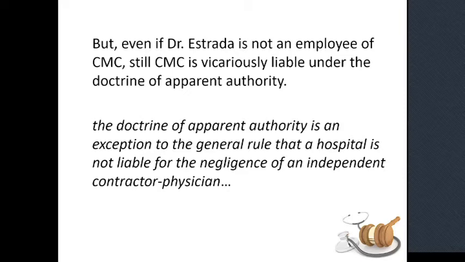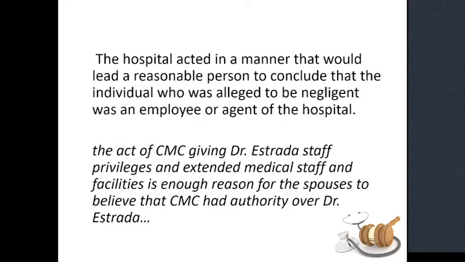The doctrine of apparent authority is an exception to the general rule that the hospital is not liable for the negligence of an independent contractor physician. So the hospital acted in a manner that would lead a reasonable person to conclude that the individual who was alleged to be negligent was an employee or an agent of the hospital.